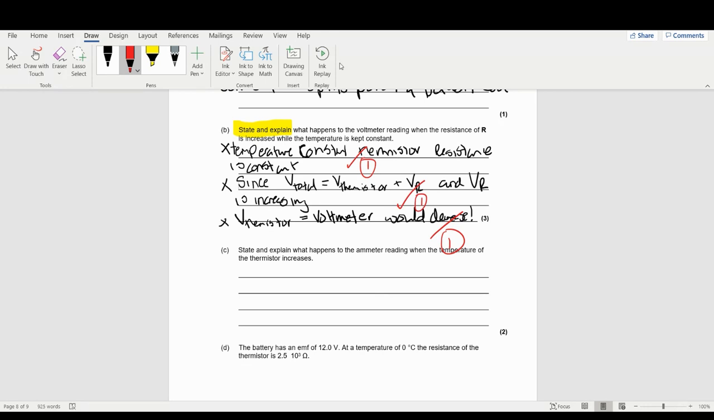Now state and explain the ammeter reading when the temperature of the thermistor increases. So this is important. Again, 2 marks. So ammeter reading. The ammeter measures the current. So when temperature increases, the resistance decreases in the thermistor.